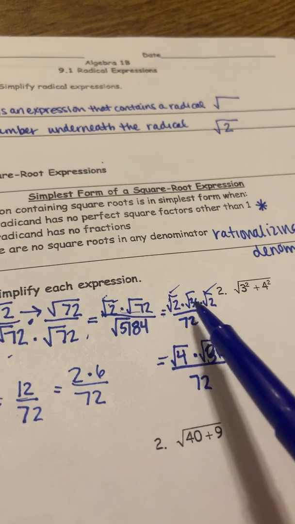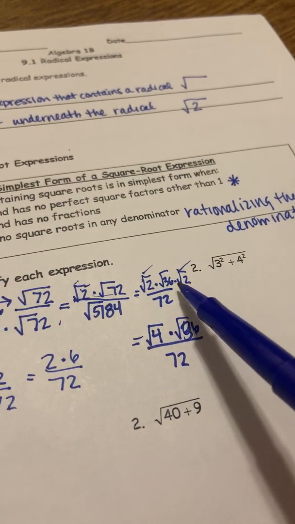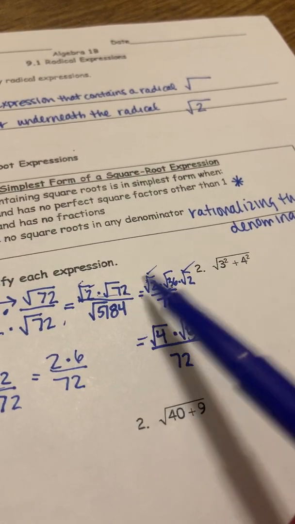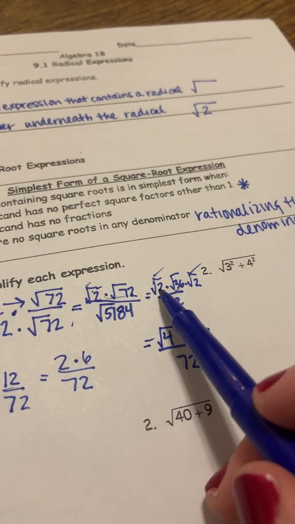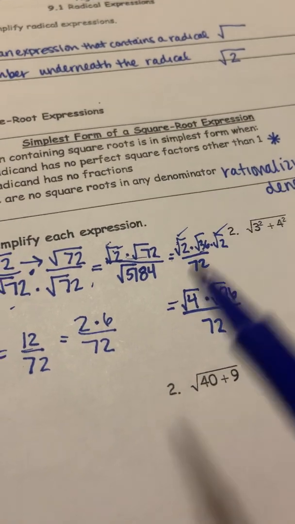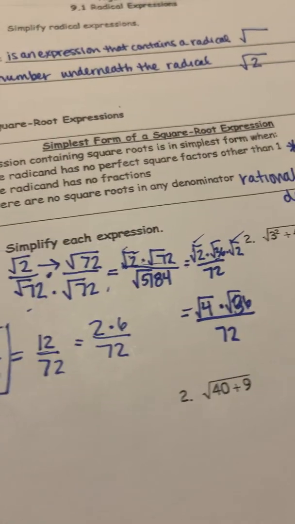The square root of 72 is composite of one of the perfect squares, 36, times 2. 36 times 2 is 72. The square root of 36 is 6. Square root of 2 times square root of 2 is square root of 4. And then 2 times 6 is 12, and we simplify it that way.